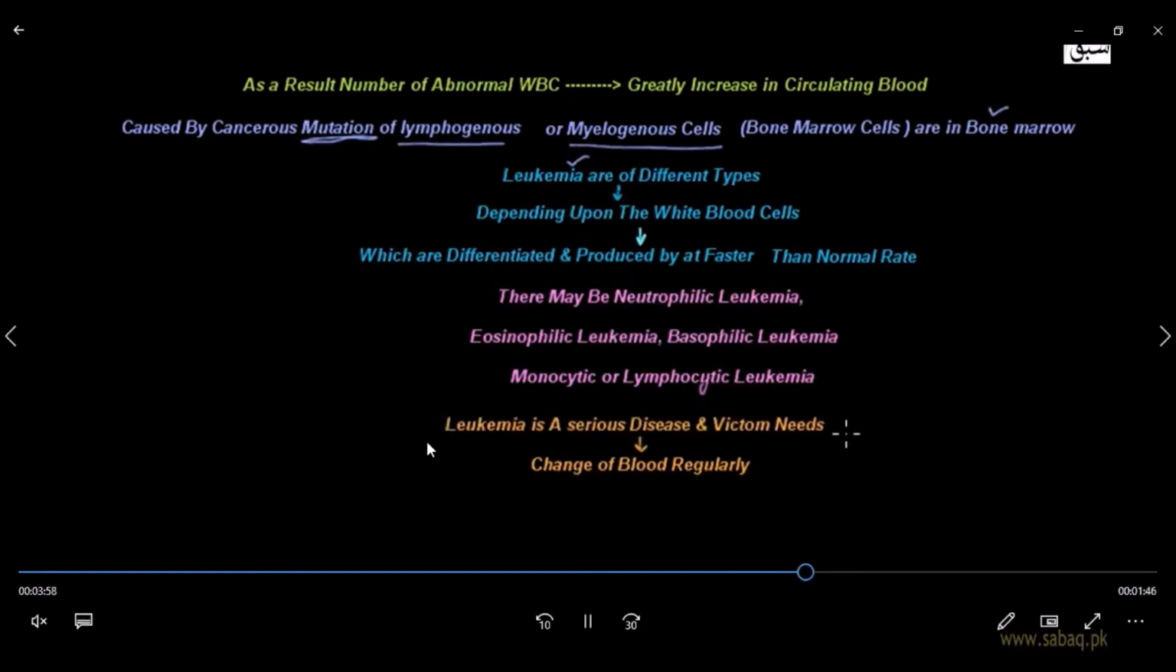It is a very serious disease which cannot be easily treated by medications or antibiotics or any such thing. You need to transplant or transfuse another person's blood in order to get cured, and the person who has leukemia needs to change his or her blood frequently. It can be cured by bone marrow transplant. The only cure or treatment is to actually change the parent cells that are producing those abnormal cells, and those are your bone marrow.